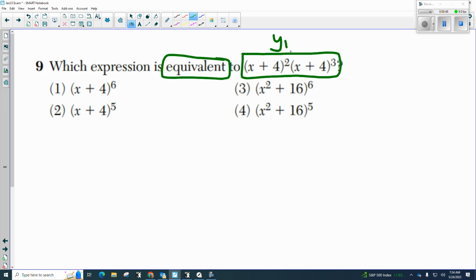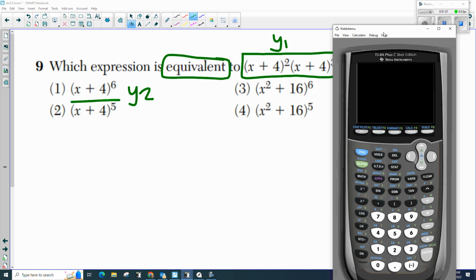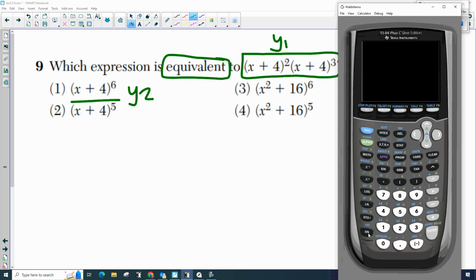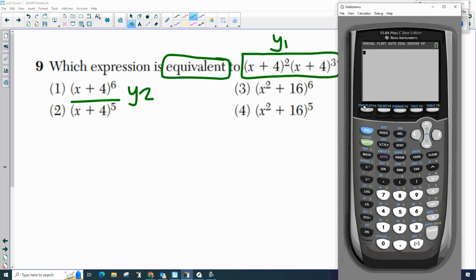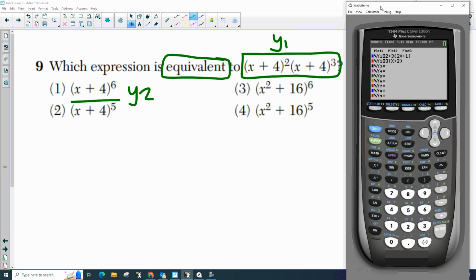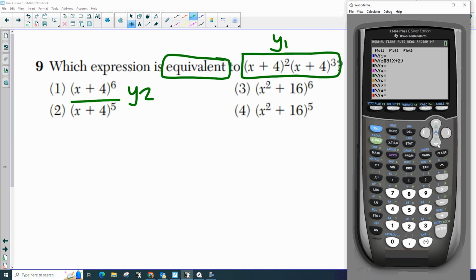So we're going to put the question part into y1, and then we're going to go through and put each answer choice into y2 one at a time to see if their tables match. All right, so get your calculator, and if you haven't put it in yet, go ahead and pause now, and you want to put it in as well.